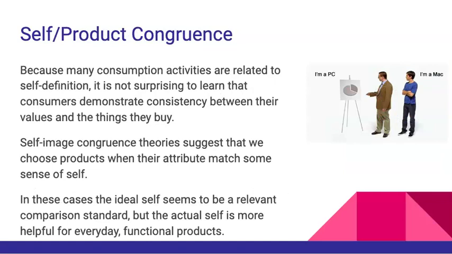Self-product congruence. This is just how congruent your image is to the products that you're buying. Thinking about that, because many consumption activities are related to self-definition, it's not surprising to learn that consumers demonstrate consistency between their values and the things they buy. Self-image congruence theories suggest that we choose products with an attribute that matches more of our sense of self.